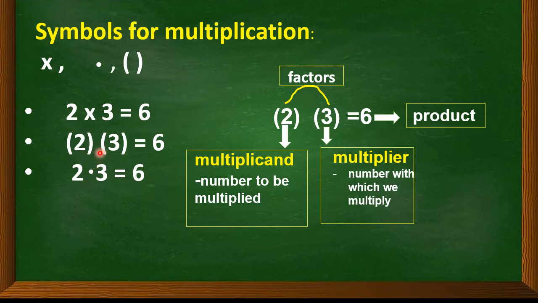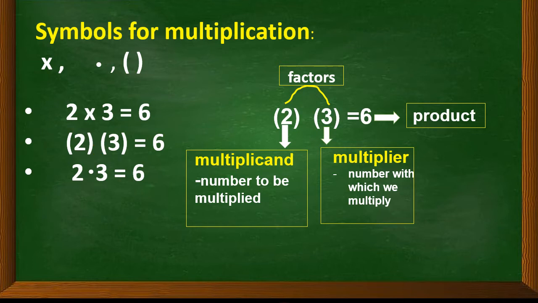Now, just be careful if you will be using parentheses. How will you know if it is being used as a symbol for multiplication? The answer is if there is no operation placed between the two integers. So for example, in here, if we have a plus, a minus, or a division symbol, the parenthesis is not used as multiplication. But if there is no operation in between the two, then that is used as a symbol for multiplication.